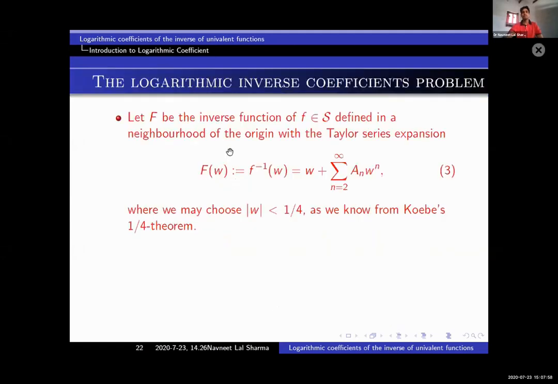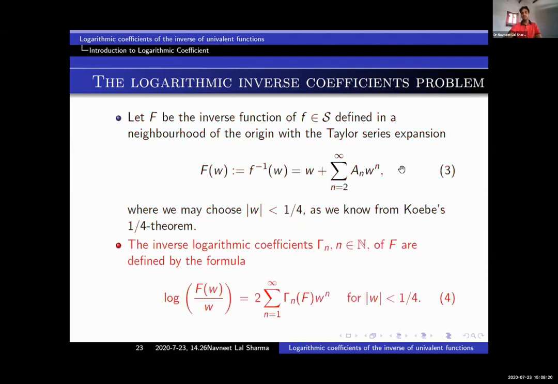So let F be the inverse of f, where f belongs to S, defined in a neighborhood of the origin with Taylor series expansion. Capital F of w is equal to f inverse of w and has the series representation w plus summation capital A n w to the power n, which is defined in the disk modulus of w less than 1 by 4.